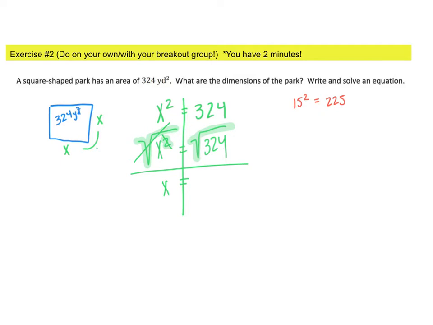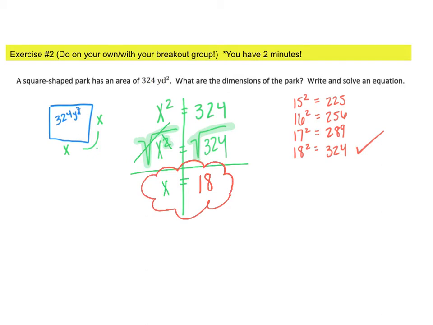So I'm going to do 16 squared, 16 times 16, and in my calculator I get 256. I got to keep going up. 17 squared, 17 times 17. This is 289. Okay, got to keep going. 18 squared, 18 times 18. 324. So this is our magic winner. So when we take the square root of 324, our answer is 18.